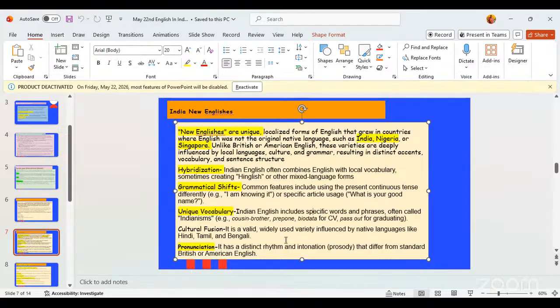Cultural fusion. It is a valid, widely used variety influenced by native languages like Hindi, Tamil, and Bengali. The pronunciation has a distinct rhythm and intonation, prosody that differs from standard British or American English.